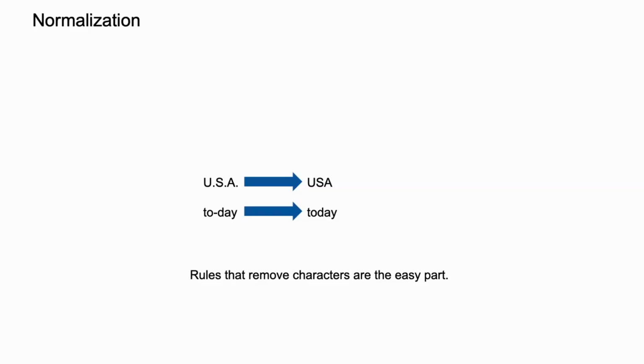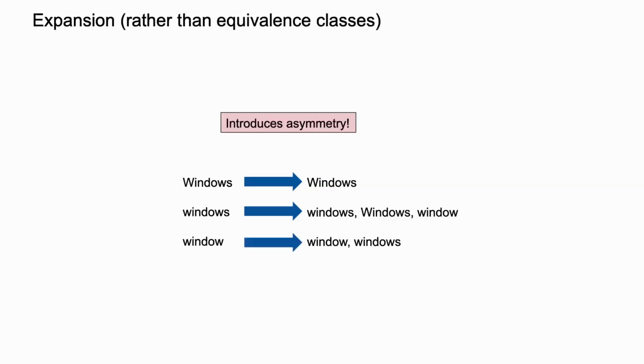There are rules, for example, that just remove characters. I showed you it's not that trivial, but for example, USA with dots, you remove the dots. Today with a dash, you remove the dash, right? Again, it's not easy. You've seen all the counterexamples that show how complicated it is, but there are rules that do that.